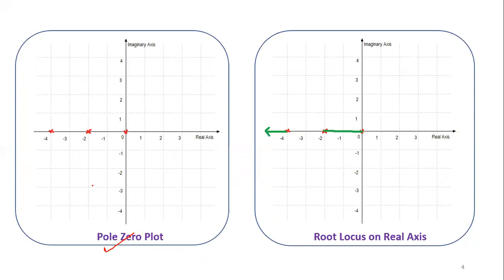If the count is odd, then we have a root locus. If the count is even, there is no root locus. How we check, we will see now. So now I'm placing a test point here, and I'm checking the number of poles and zeros on the right side of this test point.